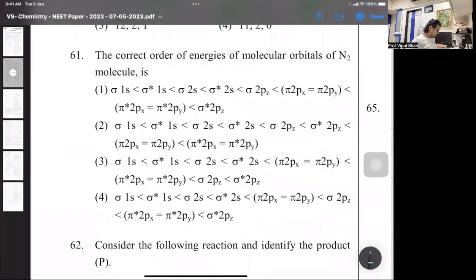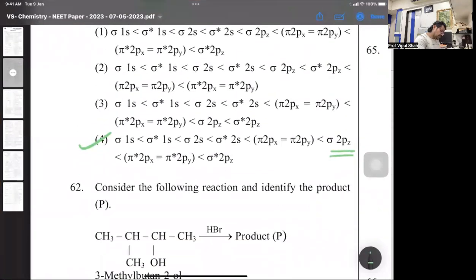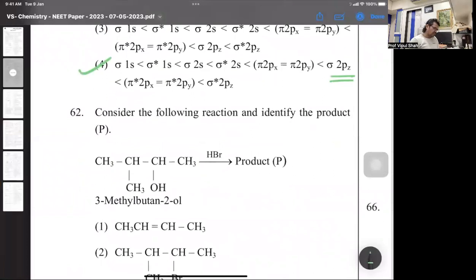Then 61, it says the correct order of the molecular orbitals of N2 will be. Here the answer will be the last one because sigma 2pz is of higher energy than the pi 2px and pi 2py molecular orbitals. So 61 is the last one.